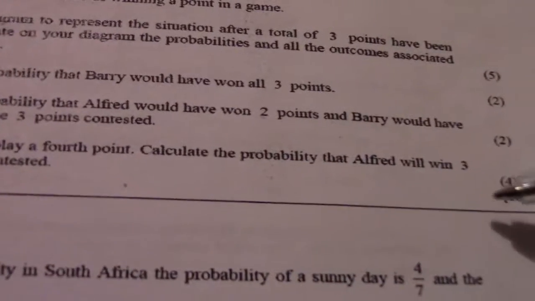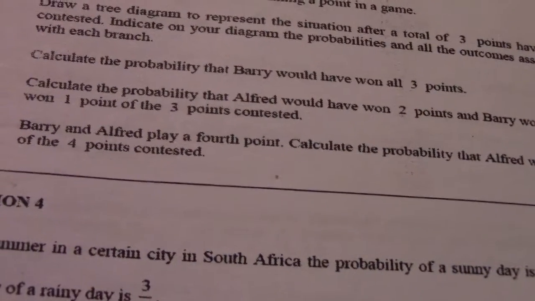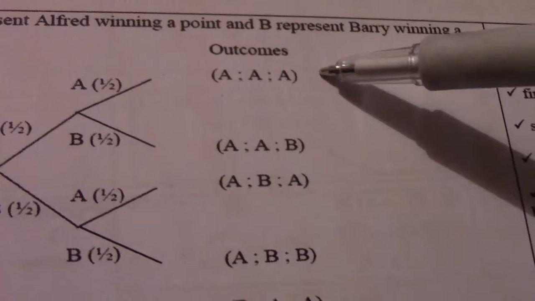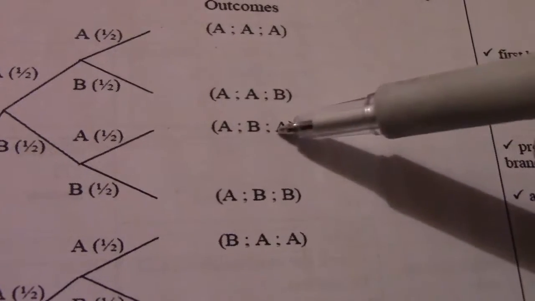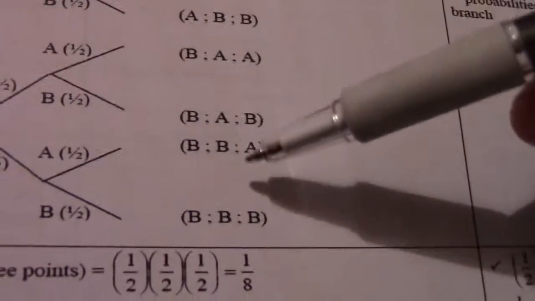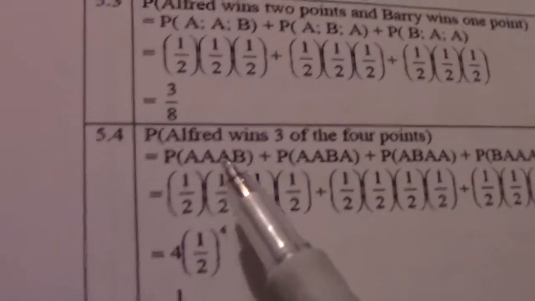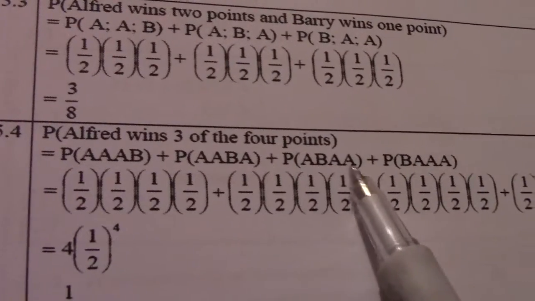Right, and then last but not least, Barry and Alfred play a 4th point, so now we have to extend effectively our tree diagram to include a 4th point. Calculate the probability that Alfred would have won 3 of the 4 points contested. So for Alfred to win 3, his name must appear 3 times. So if I look here, Alfred, if I add a 4th chance, Barry. Right there I can say Alfred, and Barry. Alfred, Barry, and another A, Alfred. So the probability that he won 3 points: AAAB, AABA, ABAA, and BAAA.